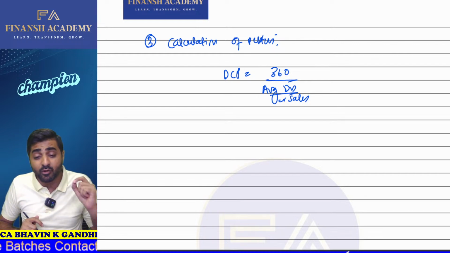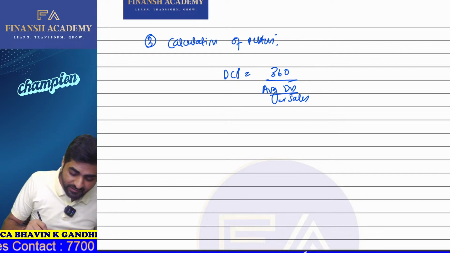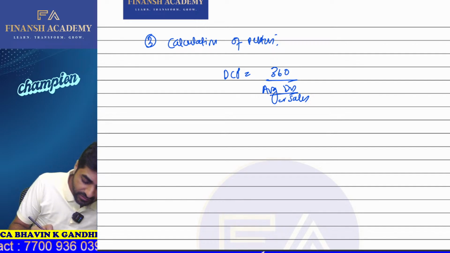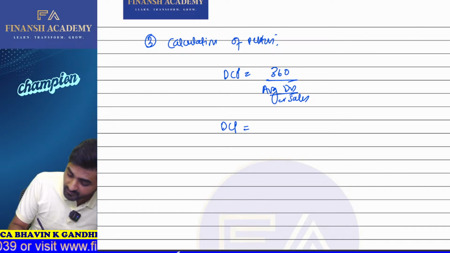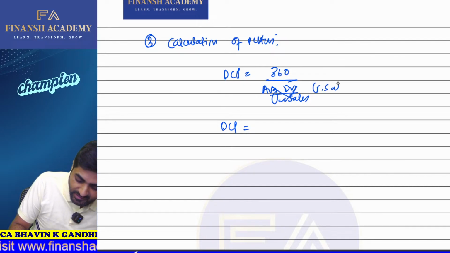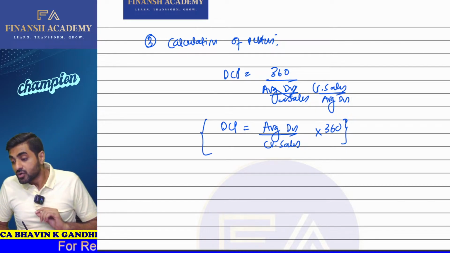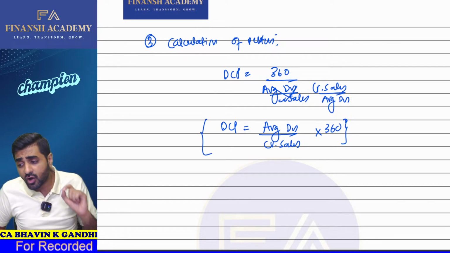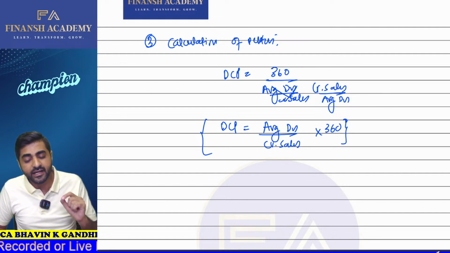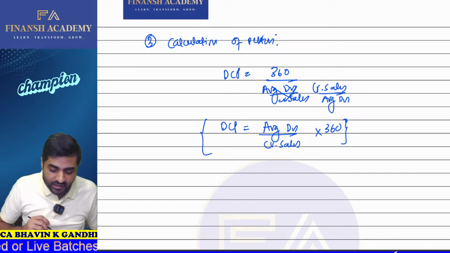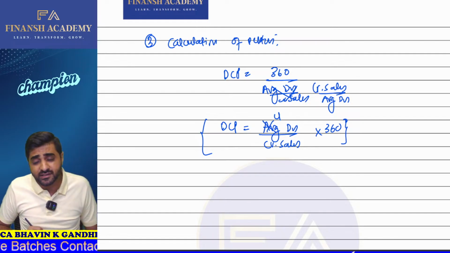But as you all are aware, guys, there is no opening debtors available. So this itself will now become your closing. So your debt collection period will turn out to be, one second, this is credit sales upon average debtors. So now this will become average debtors upon credit sales into 360. This is now going to be your debt collection period, average debtors upon credit sales. And if opening is not available, we can write down this as closing.